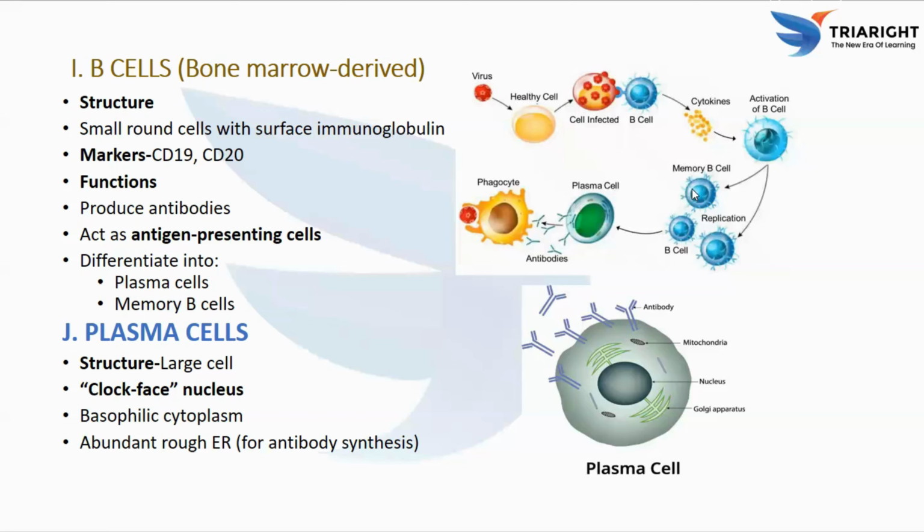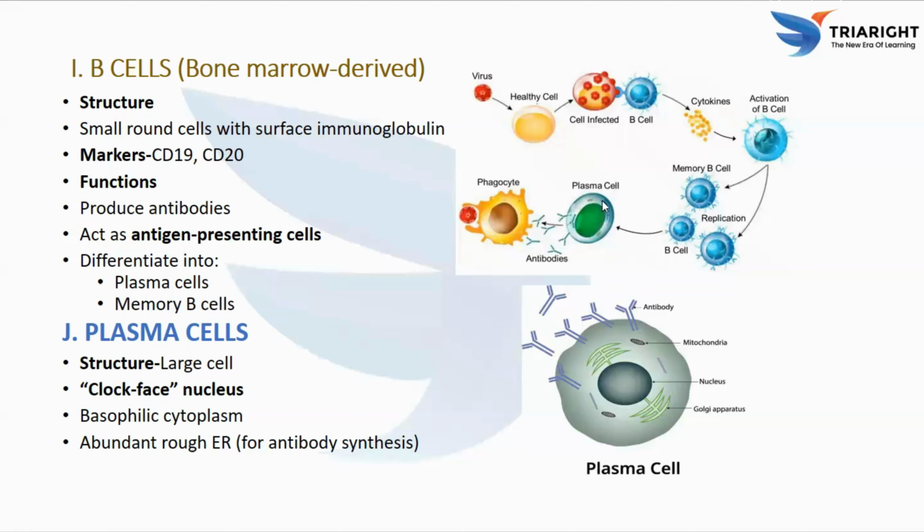Then the cytokines activate the B cell. The helper T cells release the cytokines. These cytokines fully activate the B cell. Then the activation causes clonal expansion. What does the activated B cell do? It divides many times, producing a clone army of identical B cells, which is called replication. Then it differentiates into two types, the plasma cell and the memory B cell.